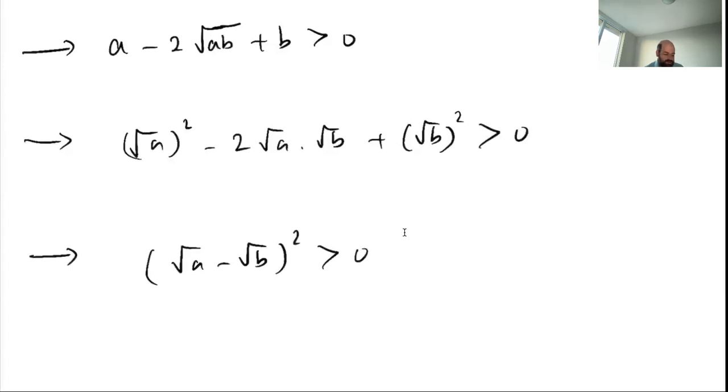So why is this true? So this one holds. I reached a step that I already know is true. I already know it holds. So this inequality holds.